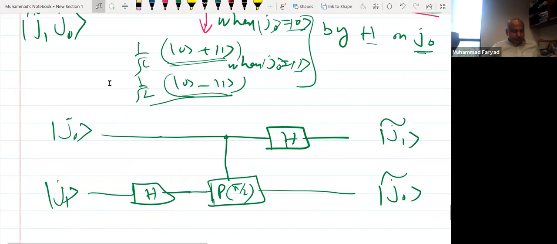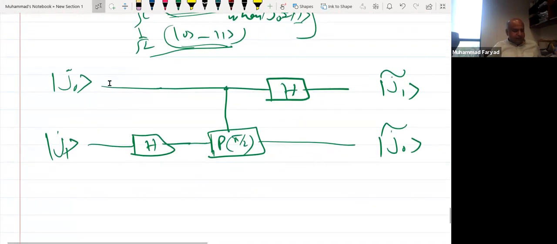This has only one trouble, and that is that we have set this convention that our least significant qubit should come on top and the most significant qubit on the bottom. But what we are getting over here is that my J1 is coming on top and J0 is coming on the bottom. So what I can do is apply a swap gate here.